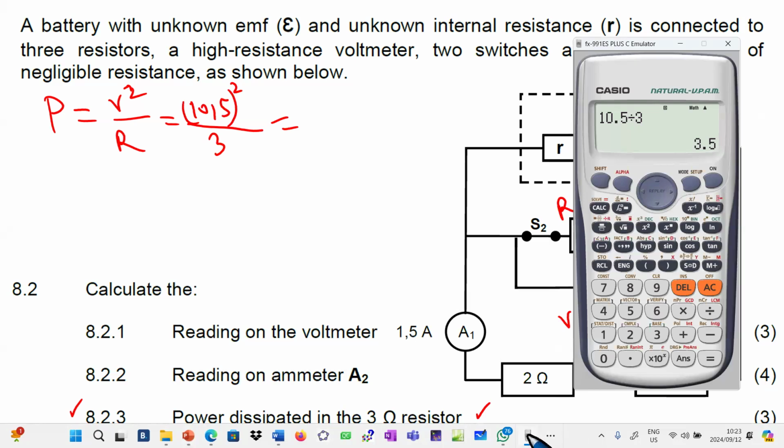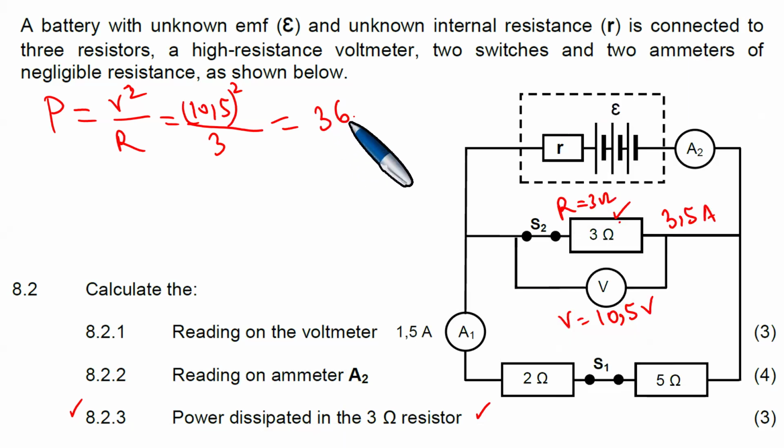So this is going to be 10.5 squared divided by 3, which is 36.75 watts.